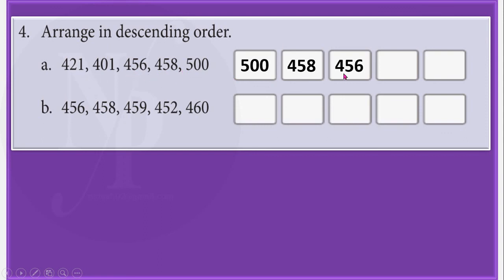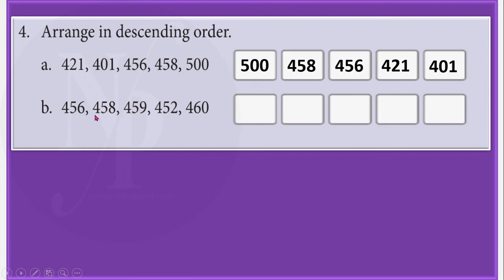Comparing 421 and 401, 421 is greatest, which will be in the fourth box here. Finally 401 will come to the last box here. So we have arranged the given numbers from greatest to the smallest, which is called descending order.